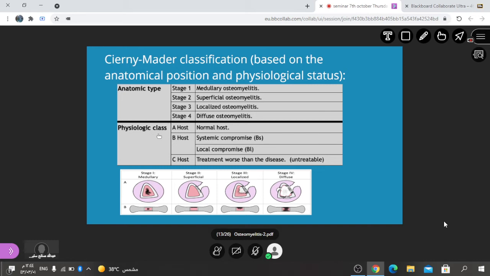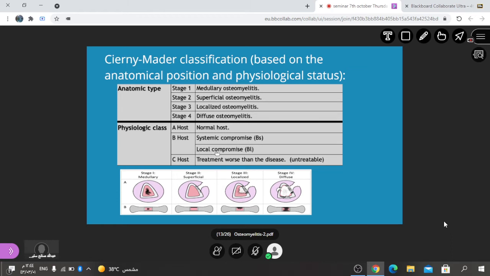Then we have the physiological status. We have the A host, who is a normal host with no comorbidities. We have the B host, who is a compromised patient, could be systemically compromised or locally compromised. In systemic compromise, mostly the immune system is compromised, so he may have a chronic systemic disease like diabetes mellitus or kidney failure. Also, he may have immunosuppressive therapy or HIV, and there are other examples.